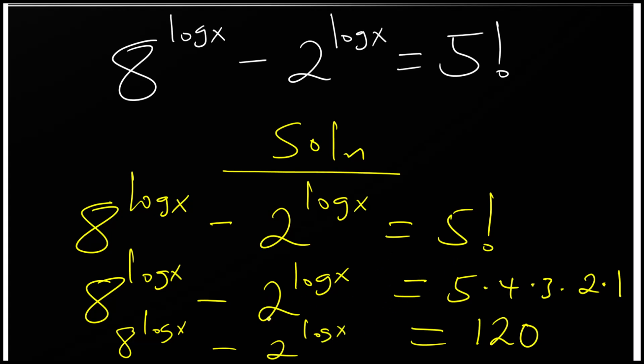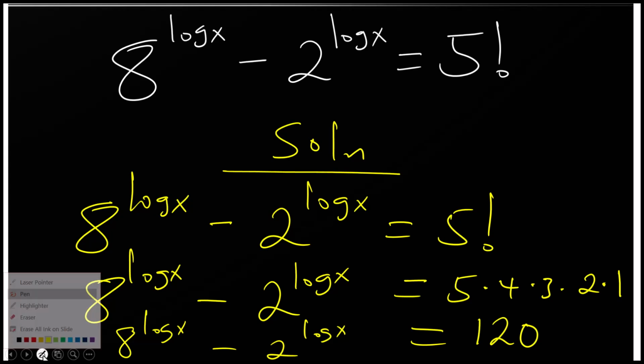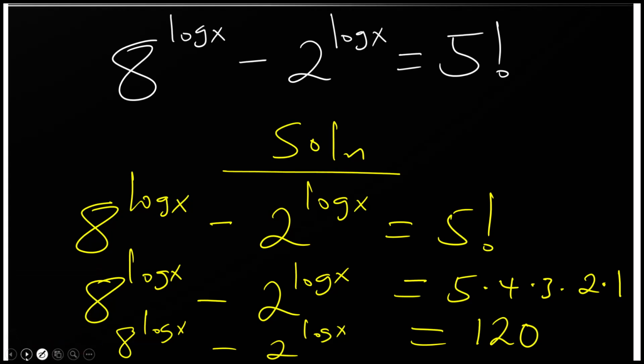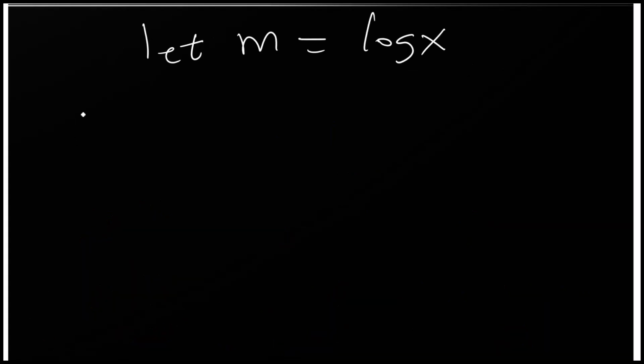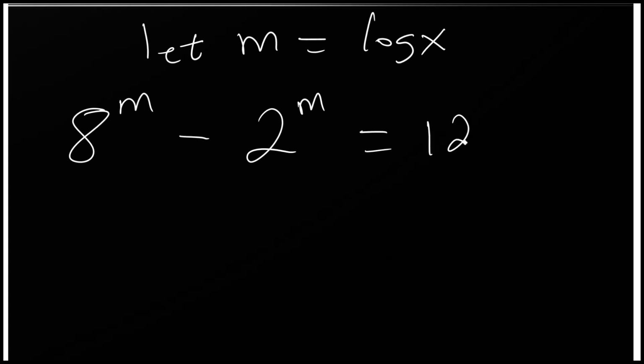Now the powers here are equal and they are making the work complicated, so let's take them out. Let m be log x. Going back, this side will bear the m and this side will also bear the same. So we have 8 to the power m minus 2 to the power m equals 120.